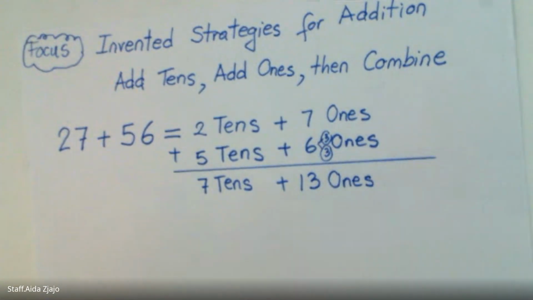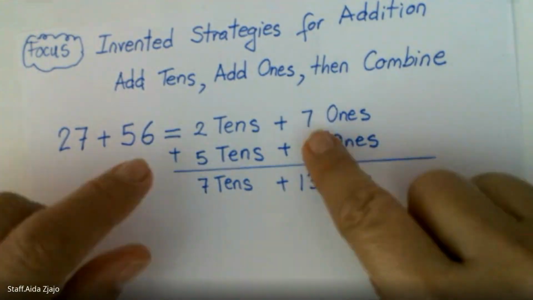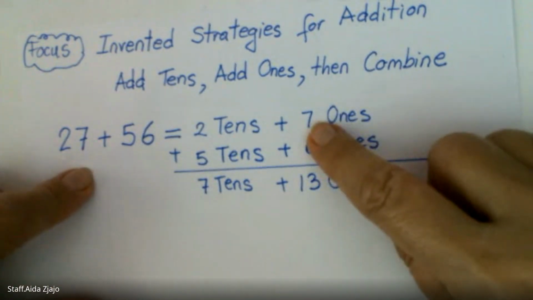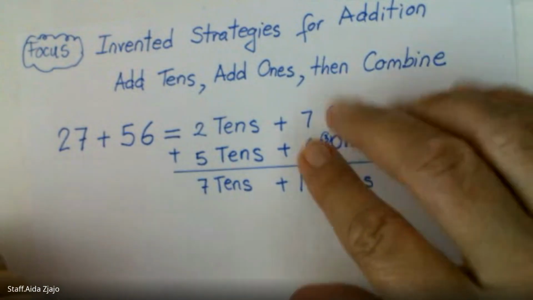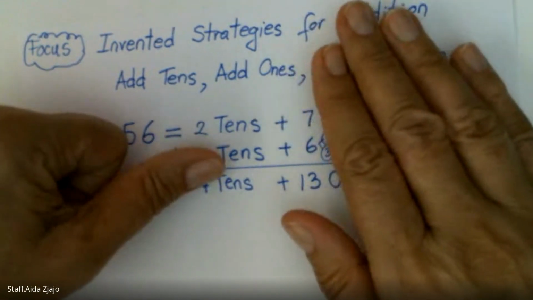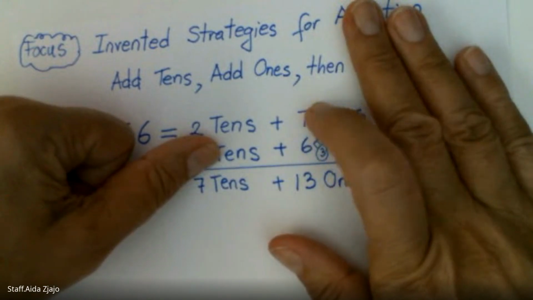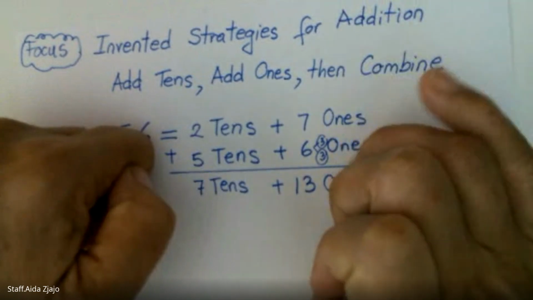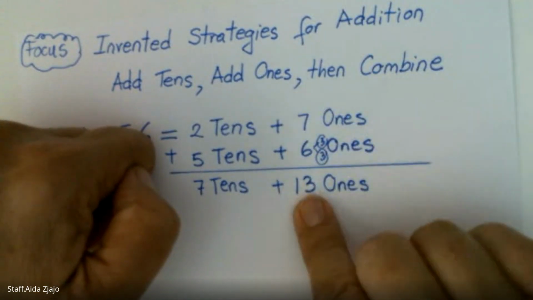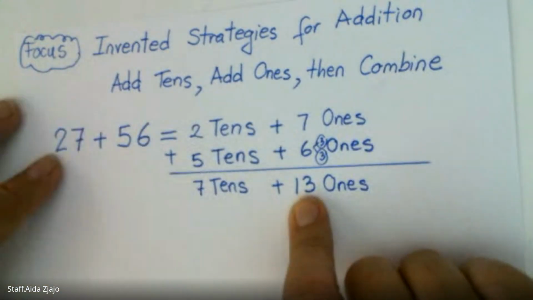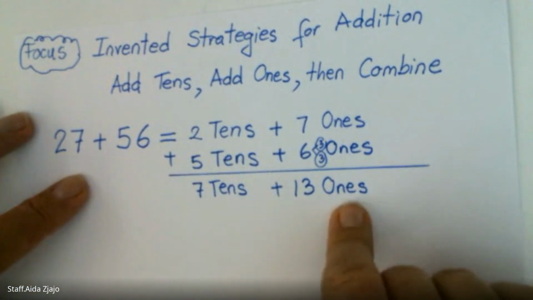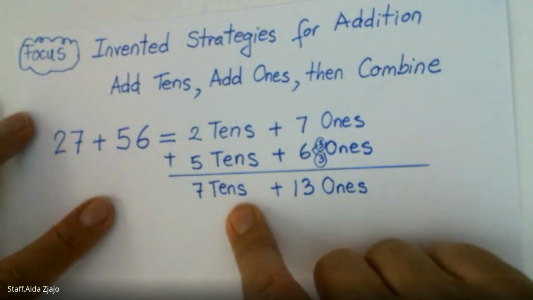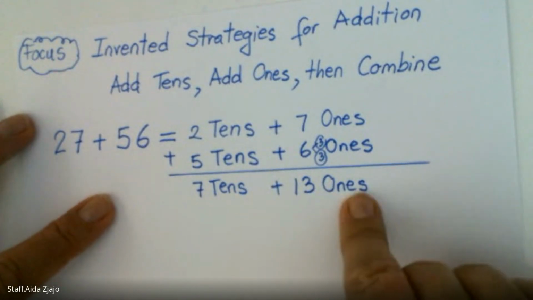Okay, so I also could count on. I can say 7 in my brain and open 6 fingers, and I can count, say 7, 8, 9, 10, 11, 12, 13. So 7 and 6 makes 13. And now I need to combine these together. I have 7 tens, and then I have 13 ones.